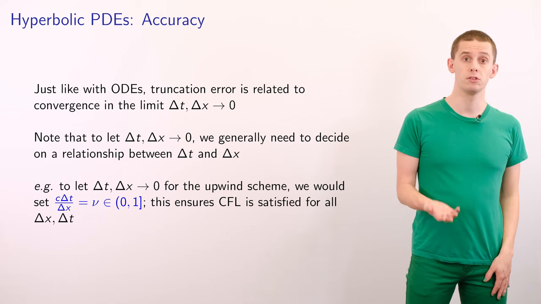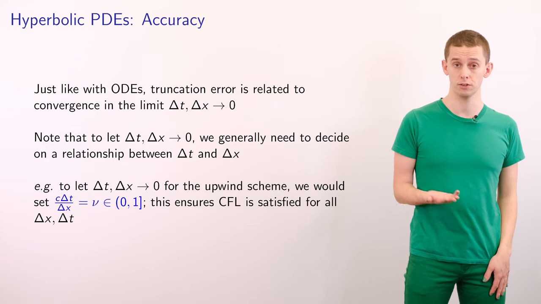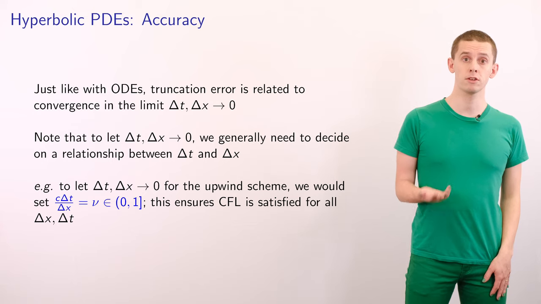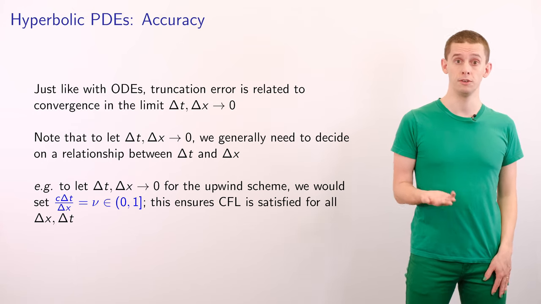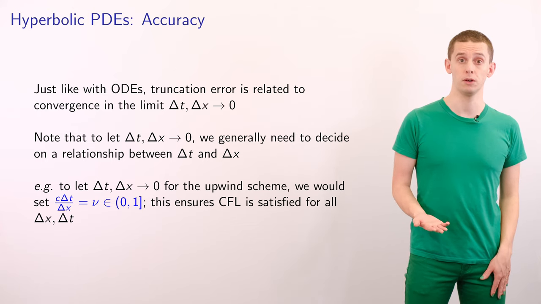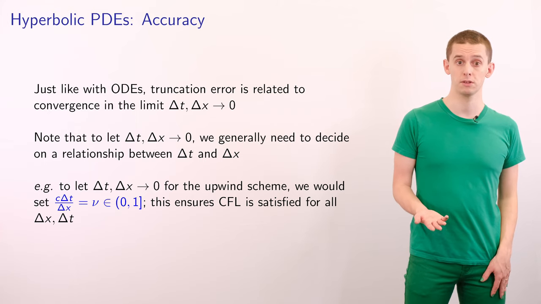Just like with ODEs, truncation error is related to convergence in the limit as delta t and delta x tend to zero. However, things are slightly more subtle here, since we have two spacings, delta t and delta x, that both need to tend to zero. And we generally need to decide on a relationship between delta t and delta x.